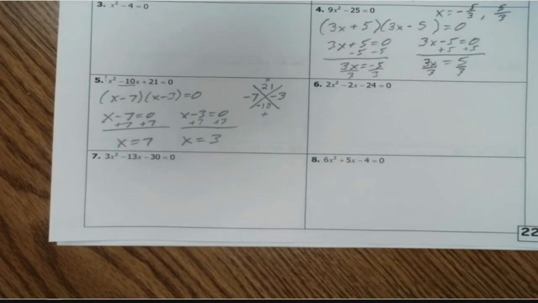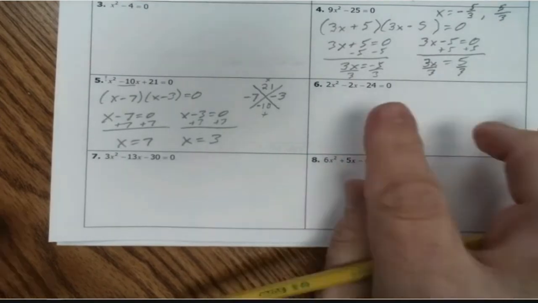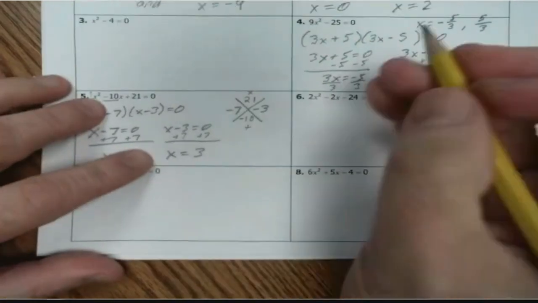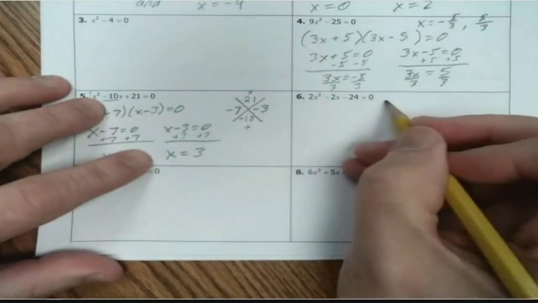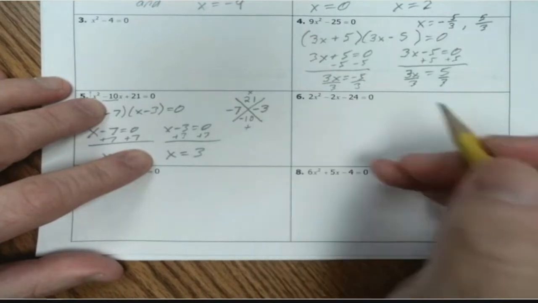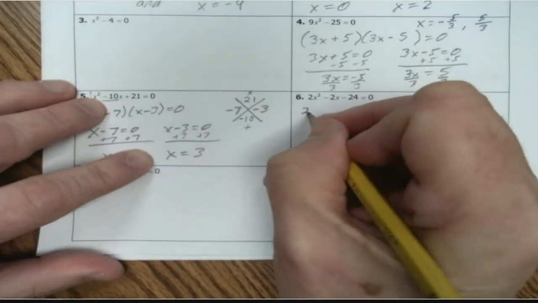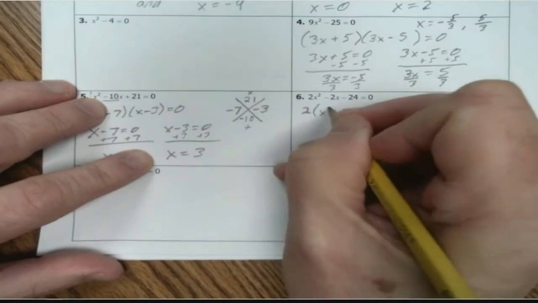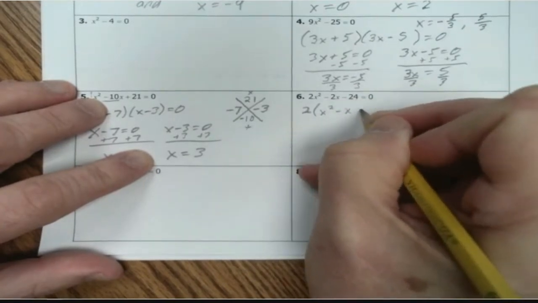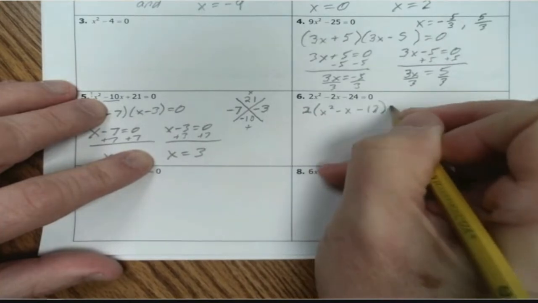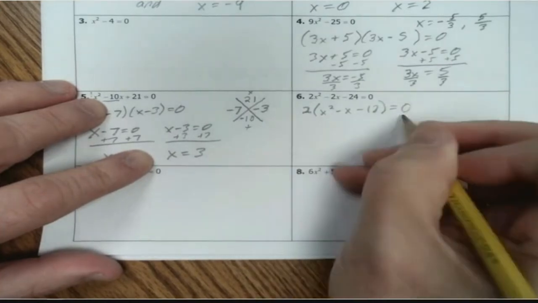Okay, let's do, let's see, let's do this one. This one, first thing we want to look at is I got a 2, a 2, and a 24. That means I can factor out a 2, which means x squared minus x minus 12 times 2 equals 0.